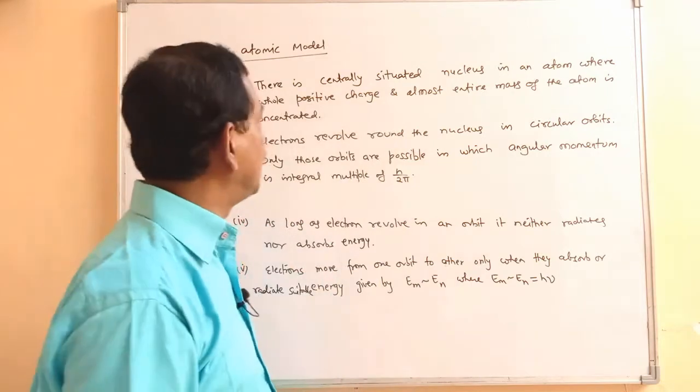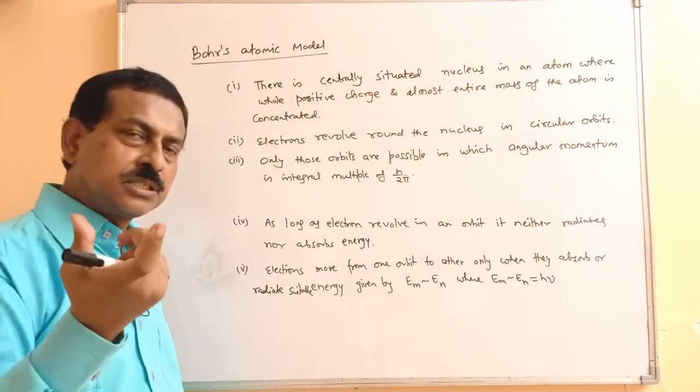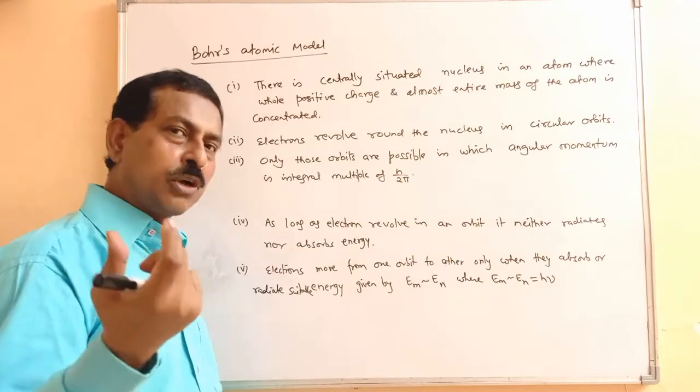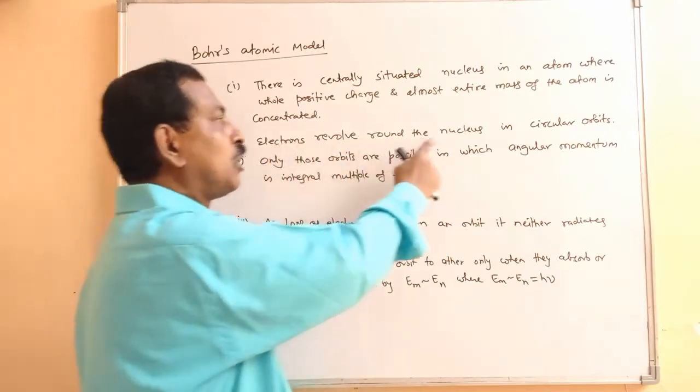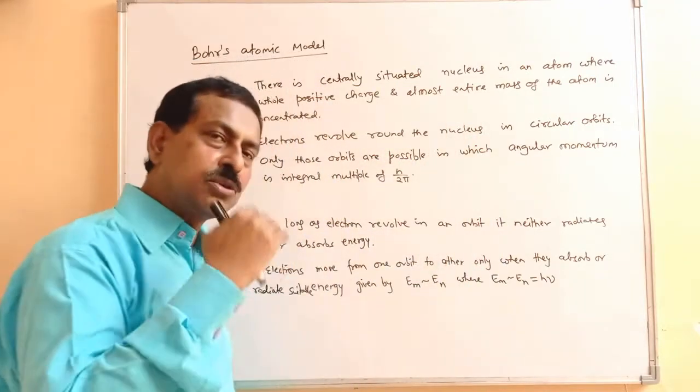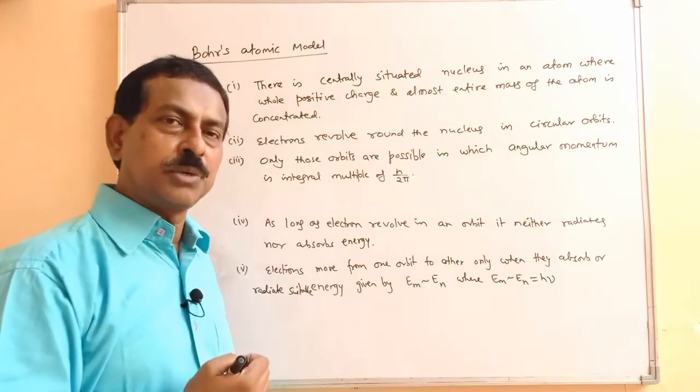So Bohr's atomic model is that there is a centrally situated nucleus in an atom where the whole positive charge and almost the entire mass of the atom is concentrated. This is taken from Rutherford's atomic model. Electrons revolve around the nucleus in circular orbits. This was also taken from Rutherford's atomic model.